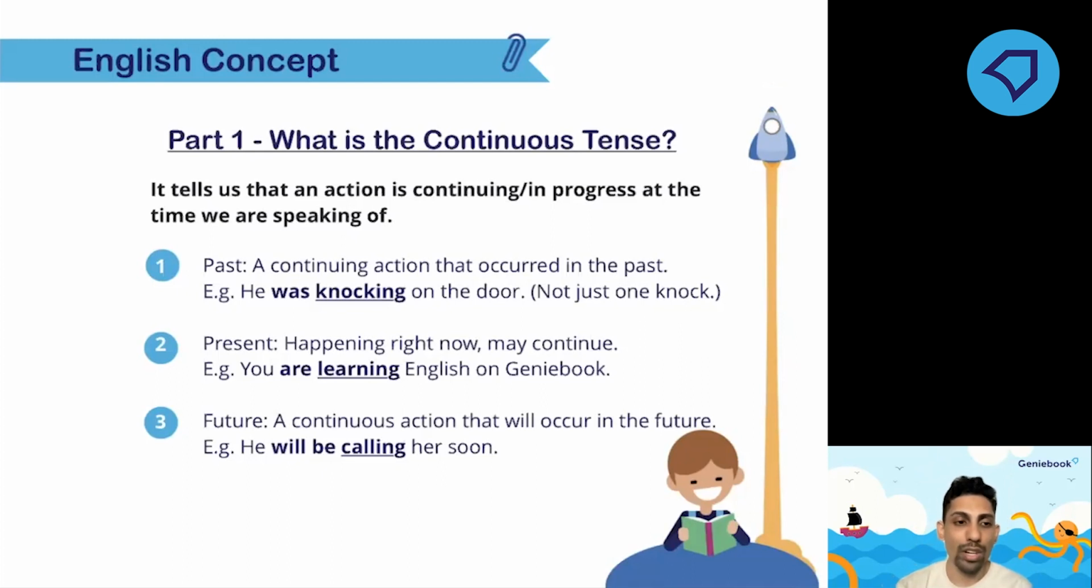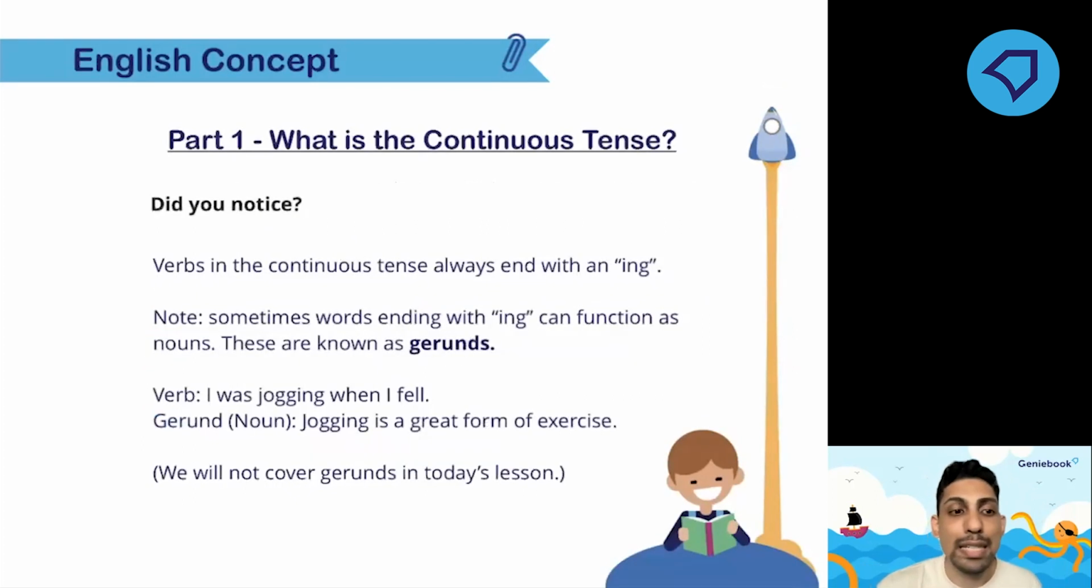He will be calling. So you see, will be. I don't know if anybody notices it. Yeah, I'm fine. I just bumped my iPad, but I didn't go anywhere. Okay, will be calling. So let's look at some patterns. Did you notice? Thanks, Chloe. Verbs in the continuous tense always end with an ing.